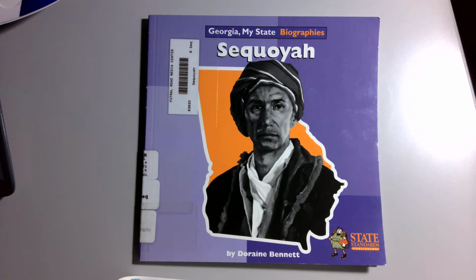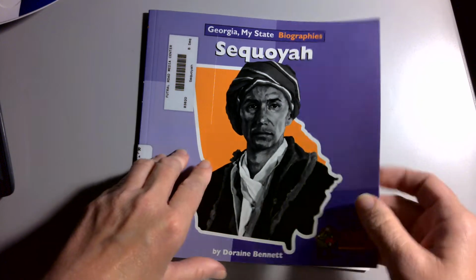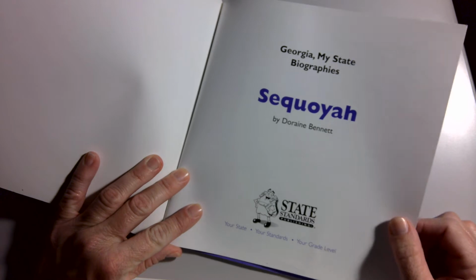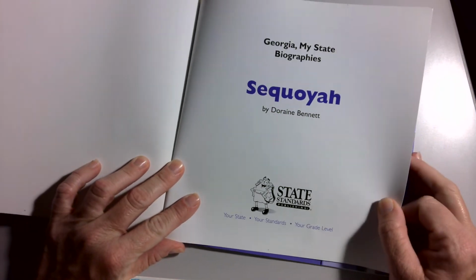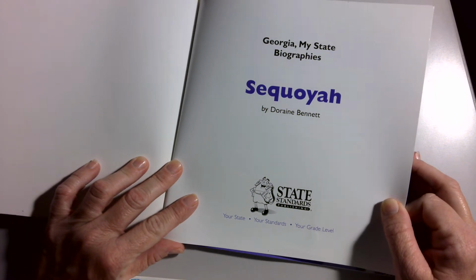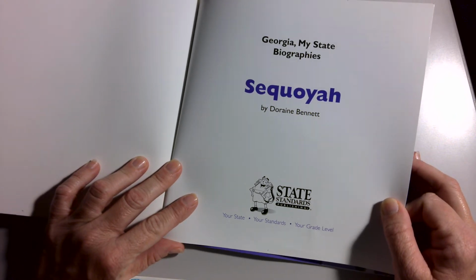Today I'm going to be reading a story to you called Sequoyah, and it's a biography all about Sequoyah's life. This story is by Dorian Bennett. As I open the front cover to the title page, you'll see it's Georgia, My State Biography. So this is one of the state biographies in this series. It's called Sequoyah.